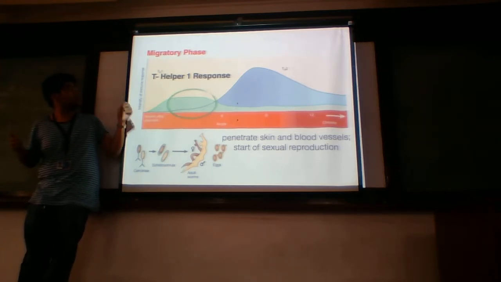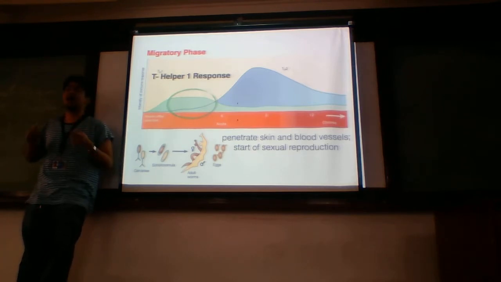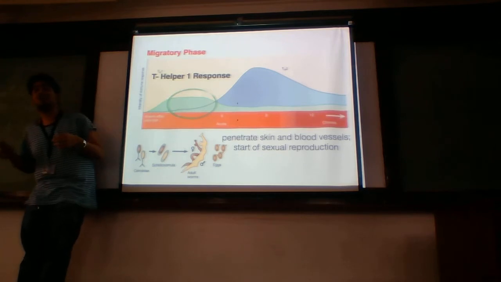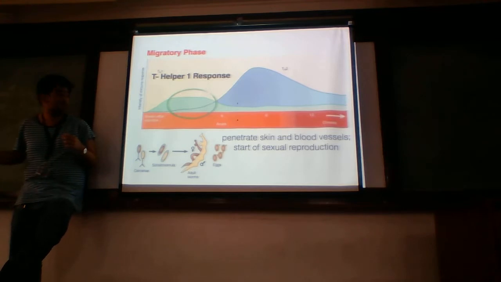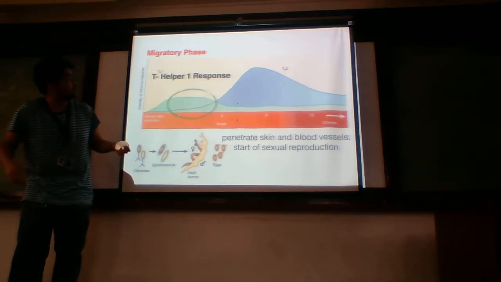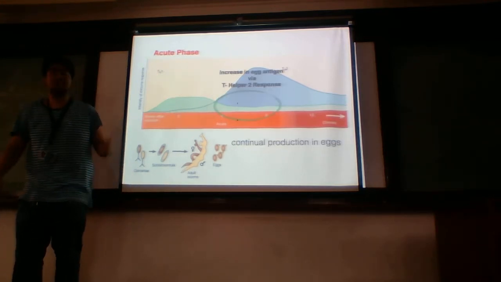The main interleukins of the Th1 response are IL-1, IL-6, and IL-12. The common factor between these cytokines is that they are inflammatory. They are pro-inflammatory. That's why if you have too much Th1, the host will die because of excessive inflammation. So next. So next, the acute phase.